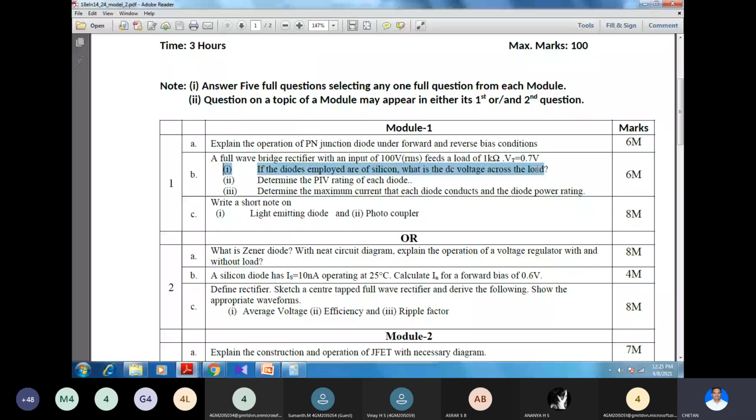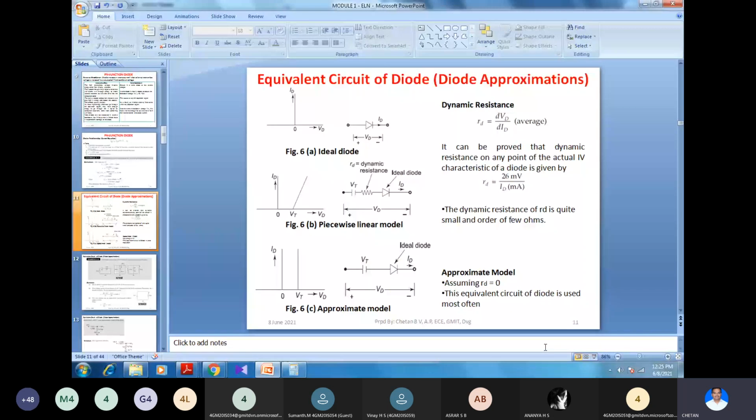Then second one, we have to find out PIV, that is peak inverse voltage rating of each diode. The third one is determine the maximum current that each diode conducts and the diode power rating. So this is the problem. I think this problem already we have solved in one of the classes. It is there in the PPT. We have solved in one of the classes. Just we shall recall that problem.